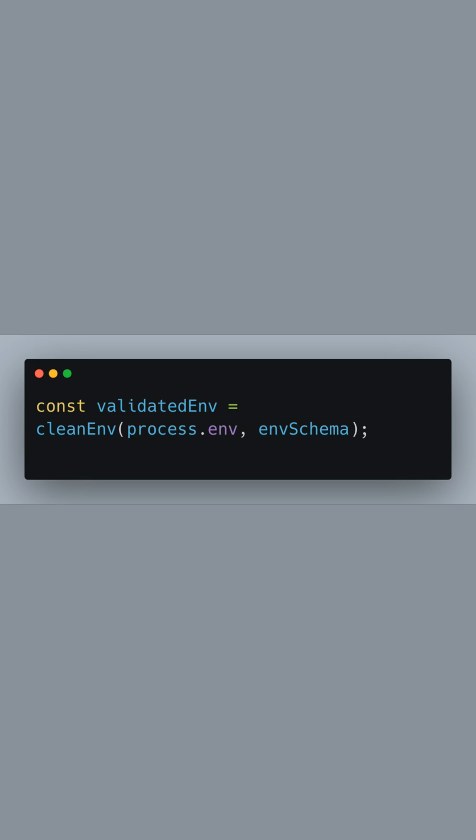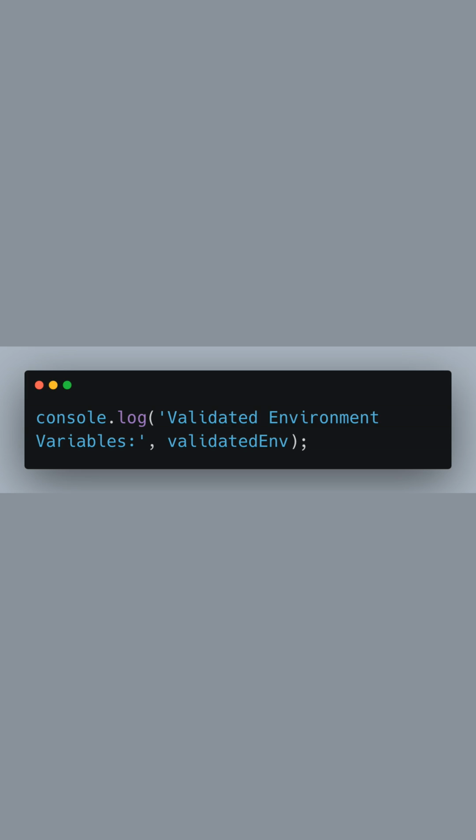Next, we call cleanEnv, passing in the process.env object and the envSchema. cleanEnv will check each environment variable against our schema, typecasting and applying default values as needed. If any required variables are missing or invalid, cleanEnv will throw an error, preventing the application from starting with an improper configuration.